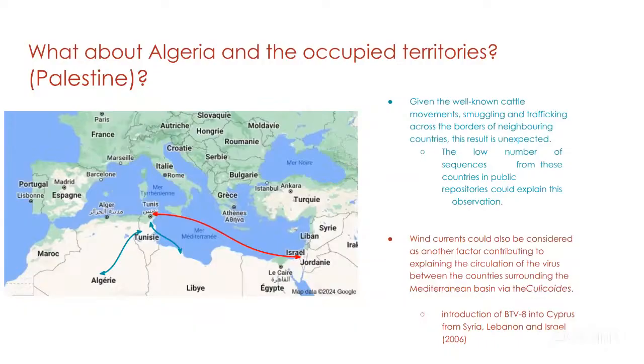But the explanation for this is that the wind currents could contribute to explaining the circulation of the virus between the countries surrounding the Mediterranean basin. And this was already observed from Cyprus to Lebanon as well. So this might be an explanation for this transmission.